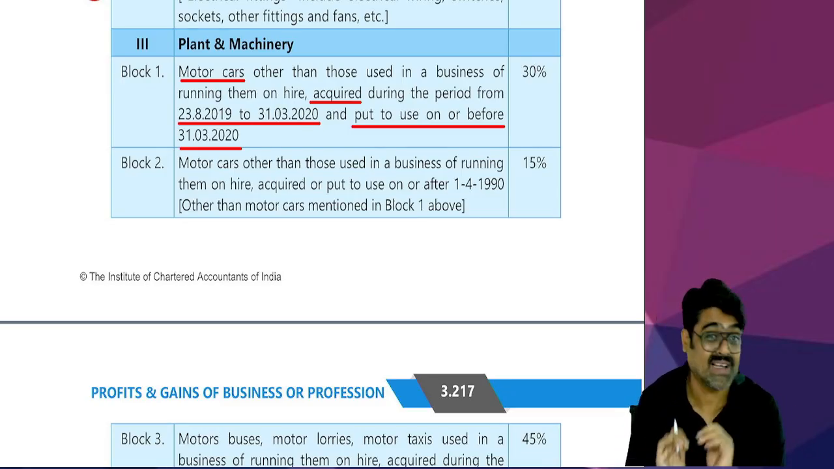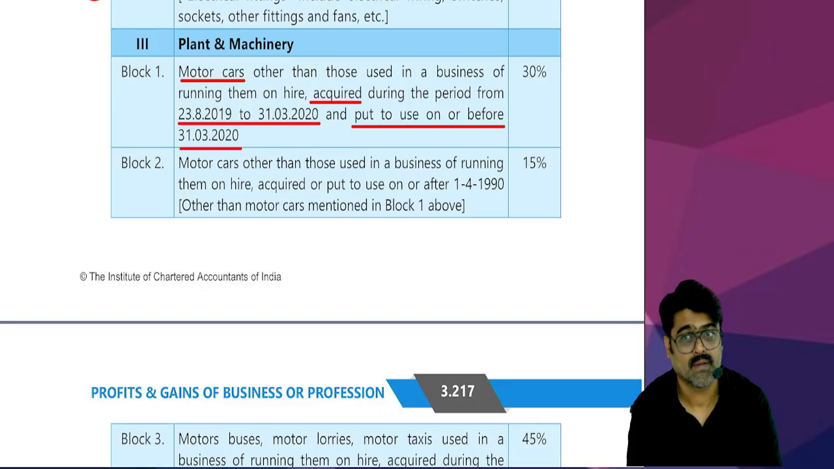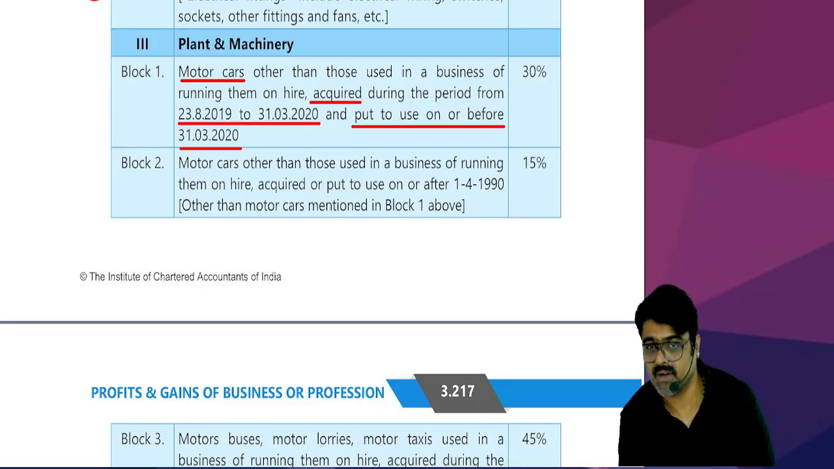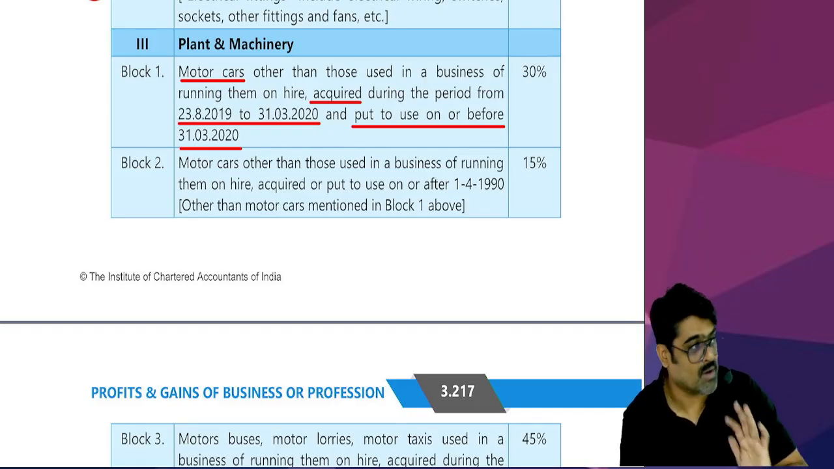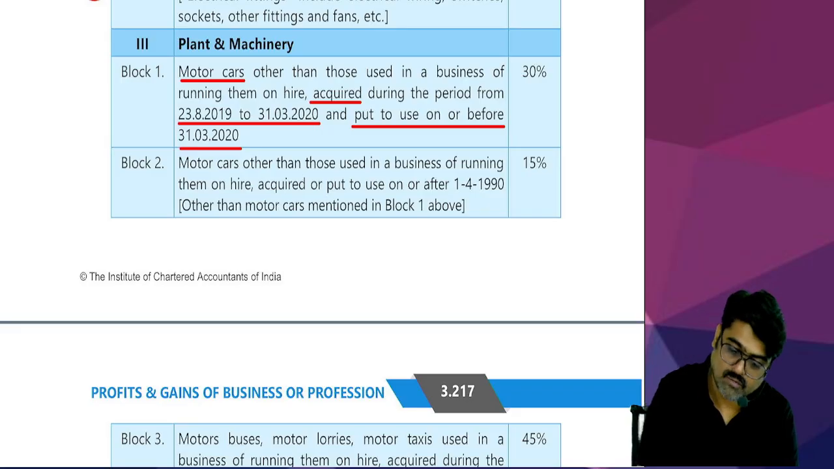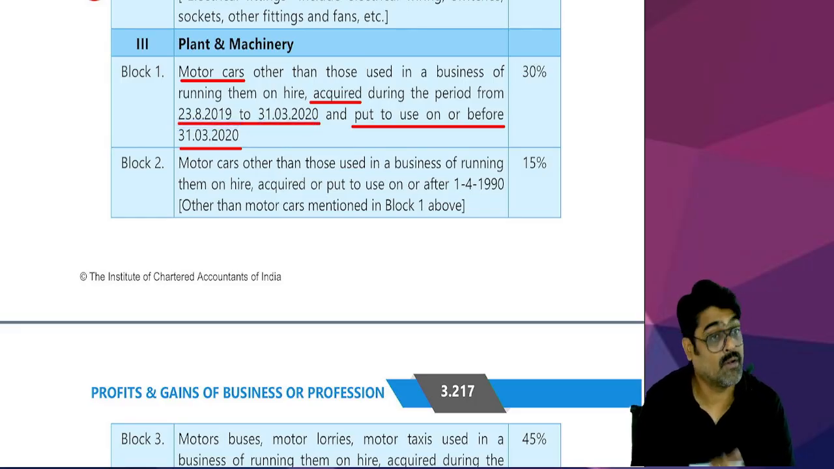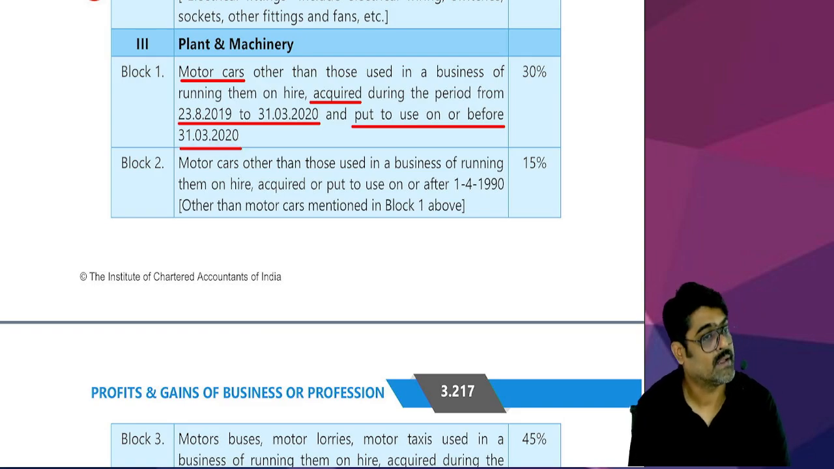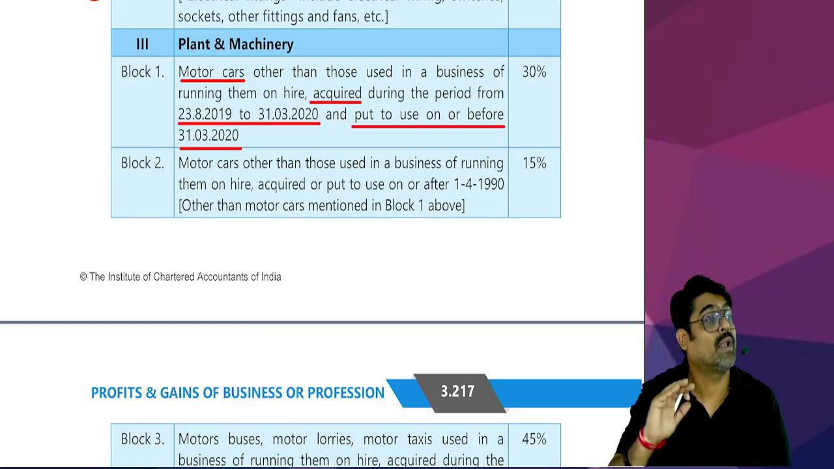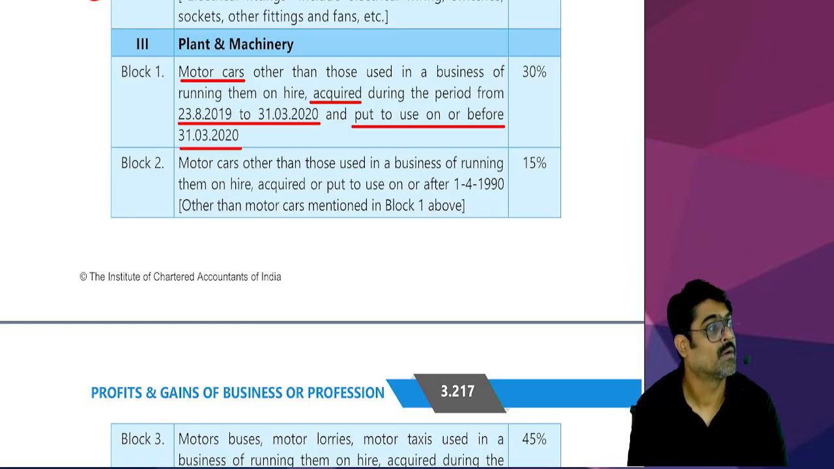But first of all, whatever I have told, did you understand? Are you in the business of giving the motor cars on rent, hiring them? You are in any other business. In your business, did you acquire a motor car? And you have to acquire the motor car between 23rd August 2019 and 31st March 2020. And you have to start using that motor car on or before 31st March 2020. Then all such motor cars will have a rate of depreciation of 30%.